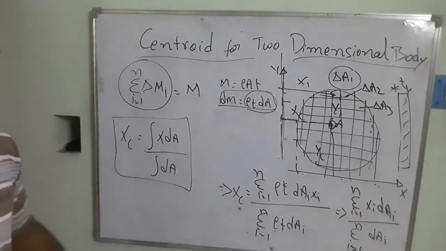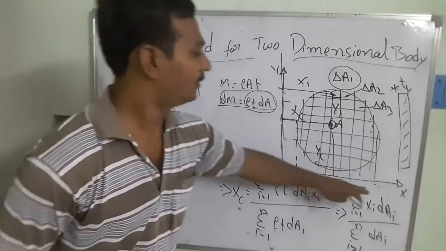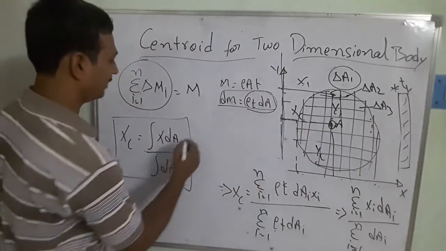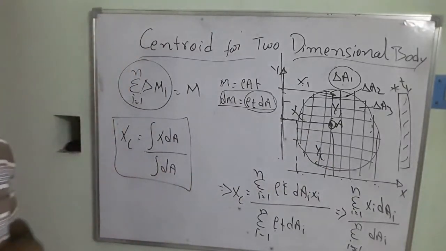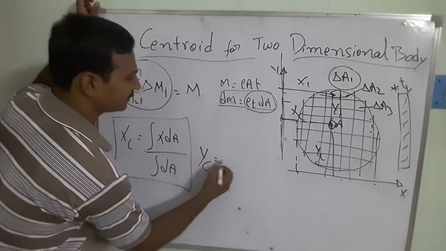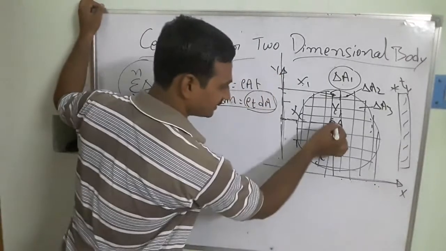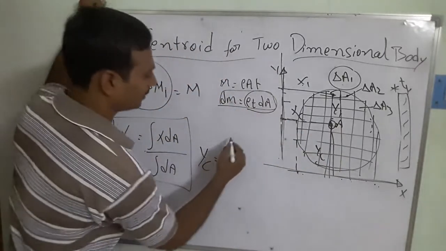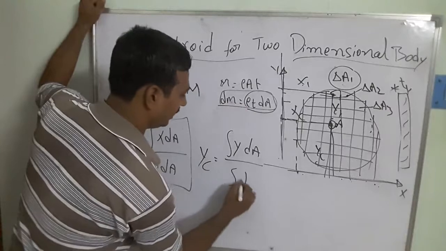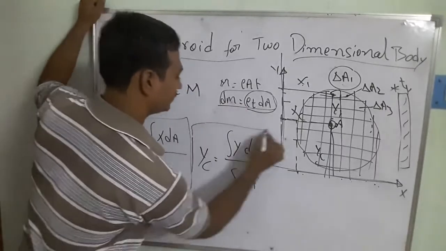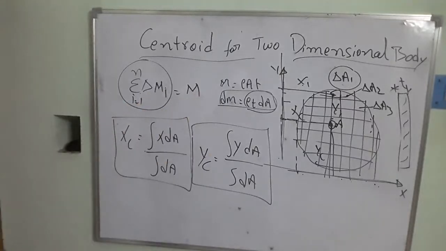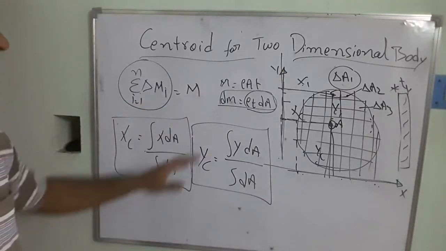And similarly, how to calculate the centroid with reference to the x-axis, where it is located? I am going to be taking the integral of y dA by the integral of dA and we get it. So this way, the first moment we can calculate by using the theorem of Varignon.